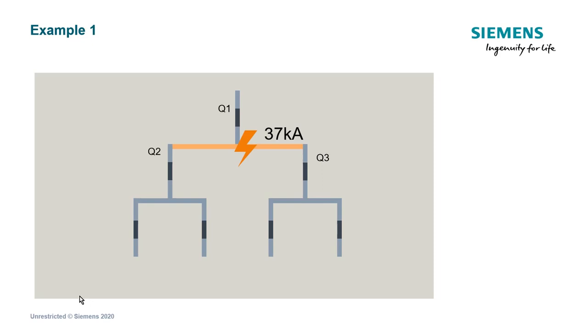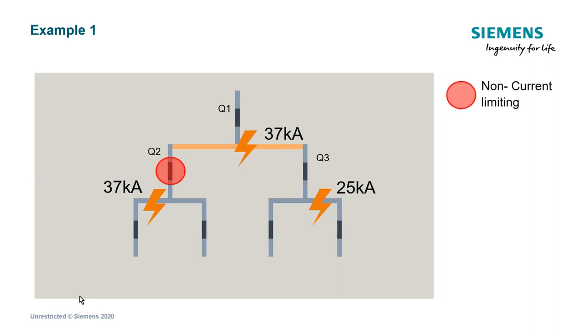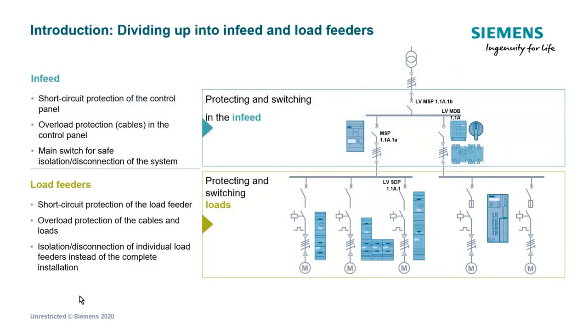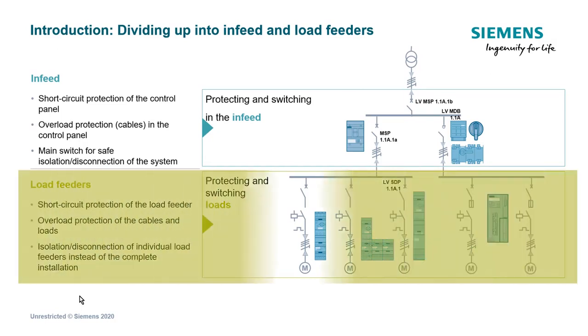Imagine that we have a 37 kiloamp short circuit here at this point, just below Q1, affecting the whole bar that connects Q2 and Q3 as separate circuits. In the branch of Q2 and below this one, we can see that the whole short circuit current is transmitted below this breaker. But in the branch of Q3, only 25 kiloamps go below the breaker, meaning that Q2 is a non-current limiting device and Q3 is a current limiting device.